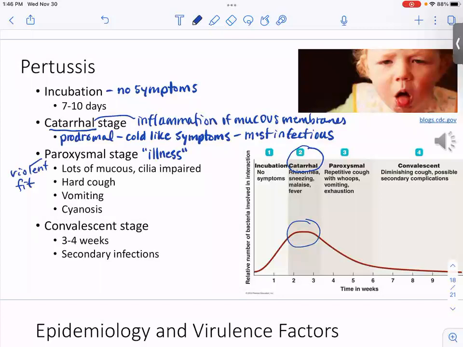There are some virulence factors that cause the body to produce way too much mucus. So that makes it harder for people to cough it out. That hard cough can be so hard that it will break ribs. It can make people vomit as a result of it. And this is where you characteristically hear that whooping noise in young children. Typically adults, when they get whooping cough, you don't hear the whoops.